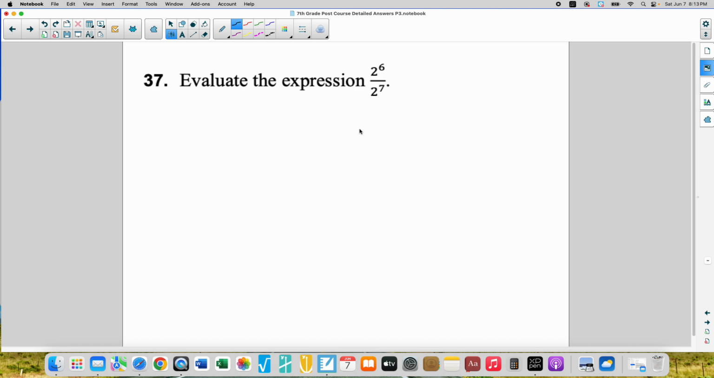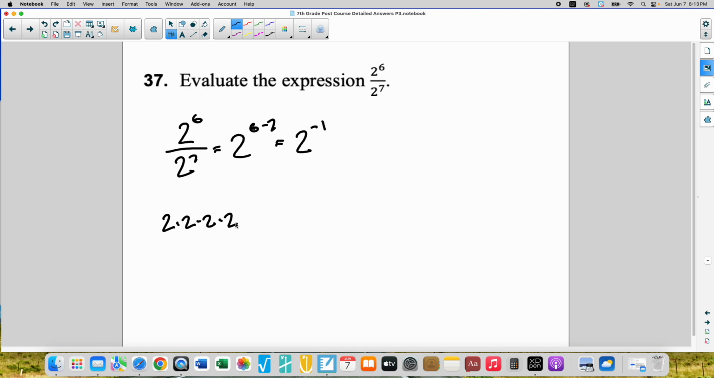Evaluate the expression. Again, we have 2 to the 6th over 2 to the 7th, which equals 2 to the 6 minus 7, or 2 to the negative 1. Now, that's interesting. We have a negative exponent. Do you see why it would end up being negative and what that negative represents? How many do we have in the numerator? 6. How many do we have in the denominator? 7. So we actually have more 2's in the denominator.